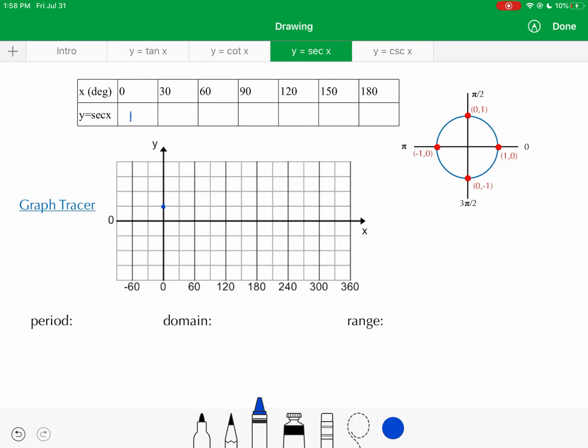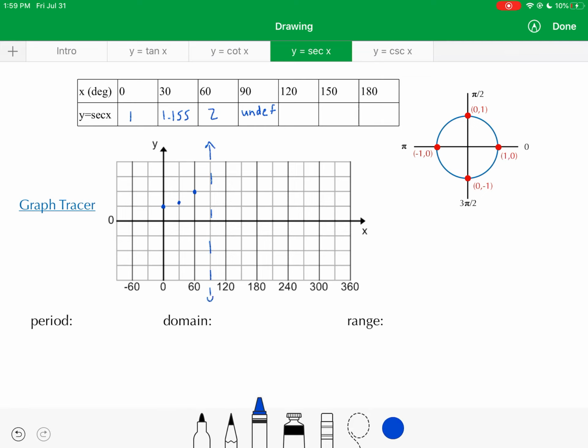Secant of 30 degrees, type that in as 1 over cosine of 30. That's going to give you approximately 1.155. Secant of 60 degrees is exactly 2. Secant of 90 degrees, you would be undefined. Asymptote right there.